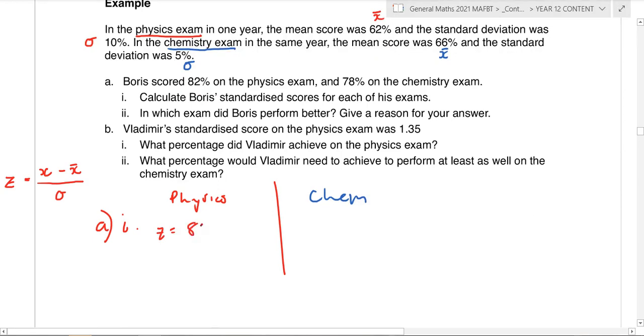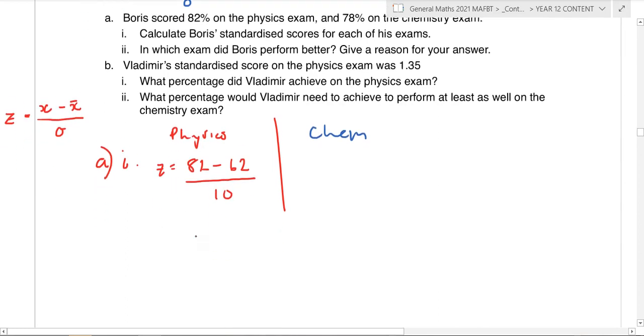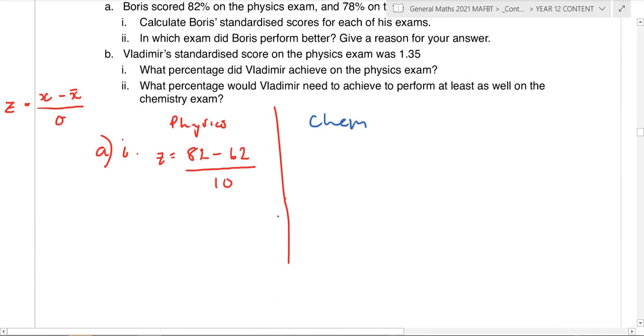So 82, take away a mean of 62, divided by the standard deviation of 10. Let's solve this. 82 minus 62 divided by 10. Off the top of my head, that would be 20 over 10, which means his standardized score is 2. So in comparison to the rest of the class, his standardized score is 2, which isn't too bad.